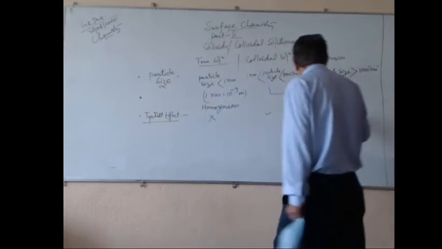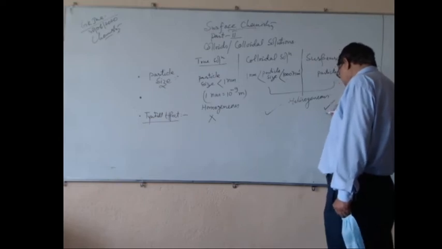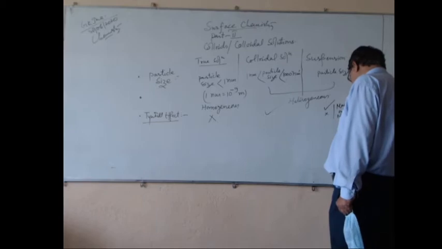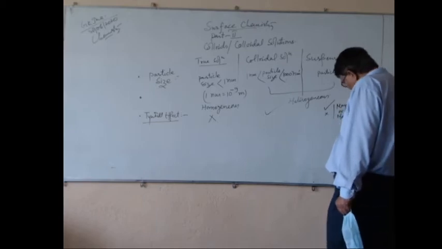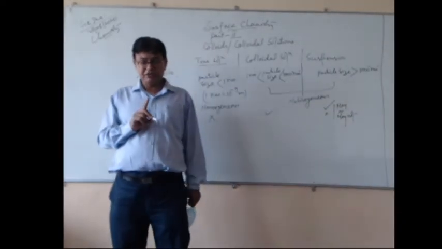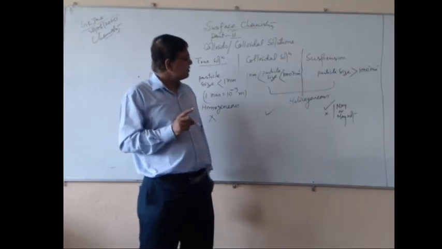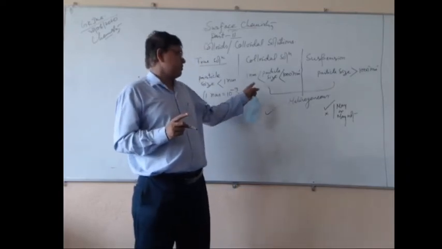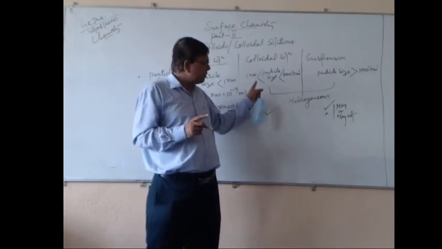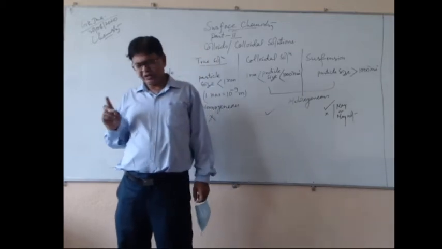Okay, and here in case of suspension, this may or may not be observed. All these things happen due to particle size. Appropriate particle size for a scattering of light falls within this range. I mean that particle size should be larger than 1 nanometer, but smaller than 1000 nanometer.